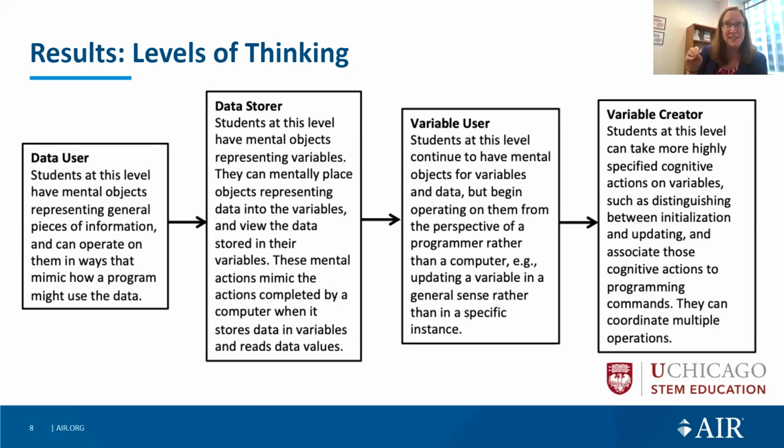But just to give you a sense, we're starting with data user, which meant kids have that cognitive object for data. So what I was just talking about, that they know 3 has meaning as a quantity, for example. They can think about data and they can manipulate it. They move on to data storer when they have that storage space I was just talking about.